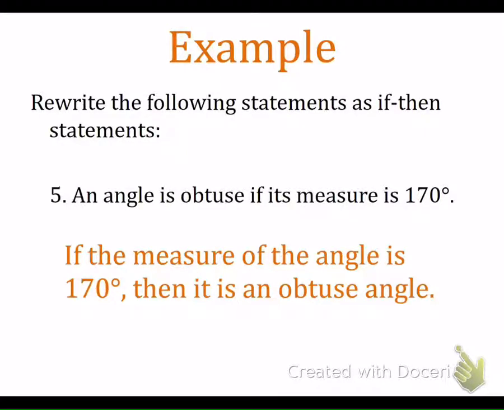Now, if your wording is slightly different, if you left off an "a" or an "an" or something like that, it's not the end of the world. But this is the basics of the sentence. If the measure of an angle is 170 degrees, then it is an obtuse angle.